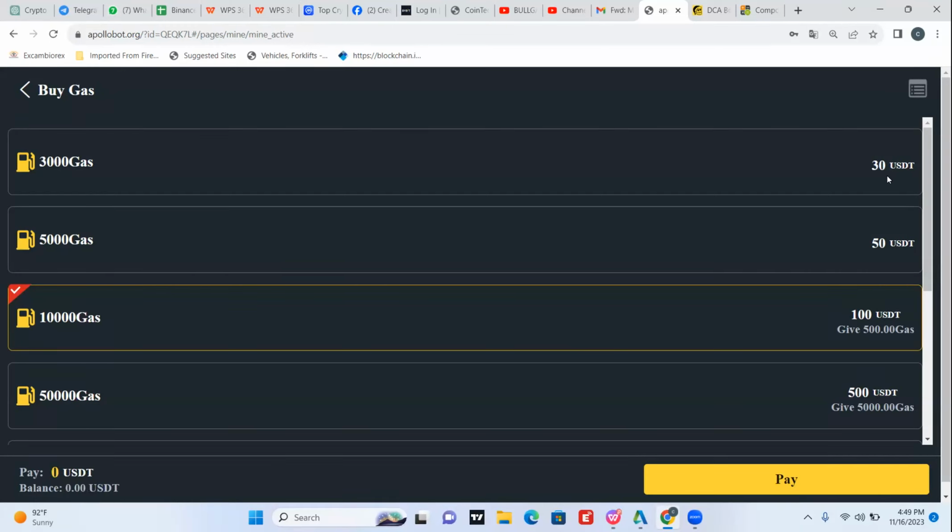If you've done $30, you pick the $30 gas. When you pick it, you tap on pay. You see pay at the bottom there. So you tap on pay, then that will go. Now your robot is ready to trade.